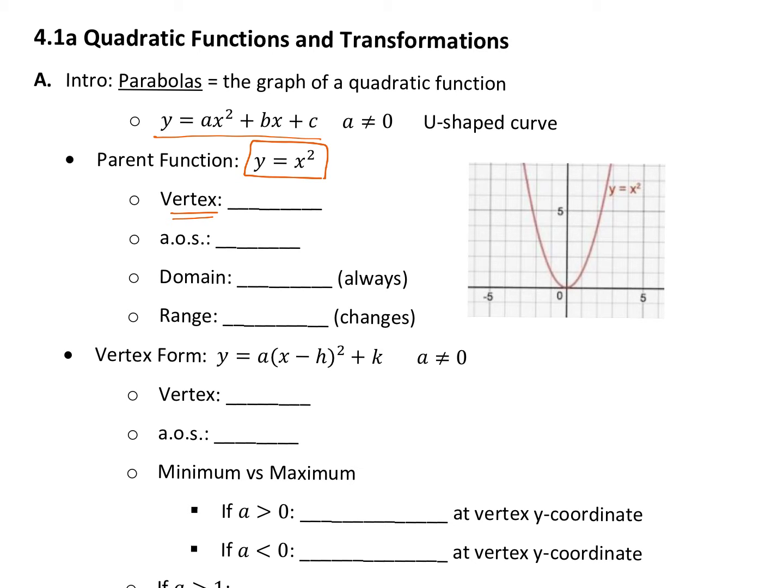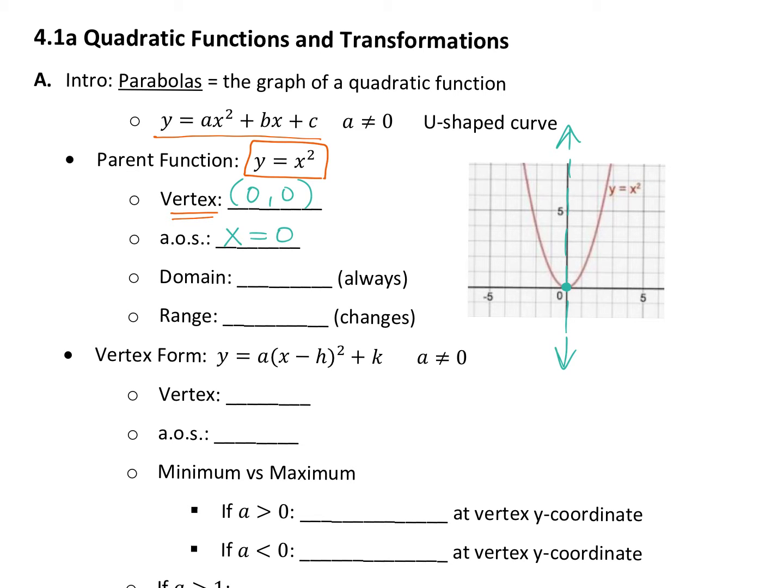Do you remember what the vertex is for the parent function? But what point? The vertex. 0, 0. So for the parent function, you're always starting at 0, 0. That would be right here in this graph. Okay. Your axis of symmetry for the parent function is going to be x equals 0. It's your y-axis. So this axis right here, that's your axis of symmetry.